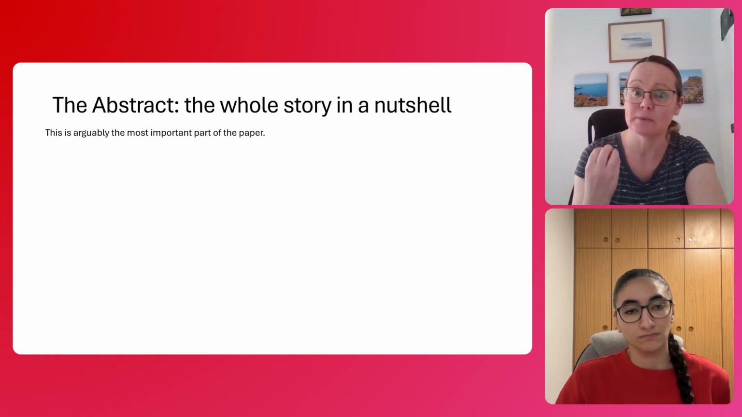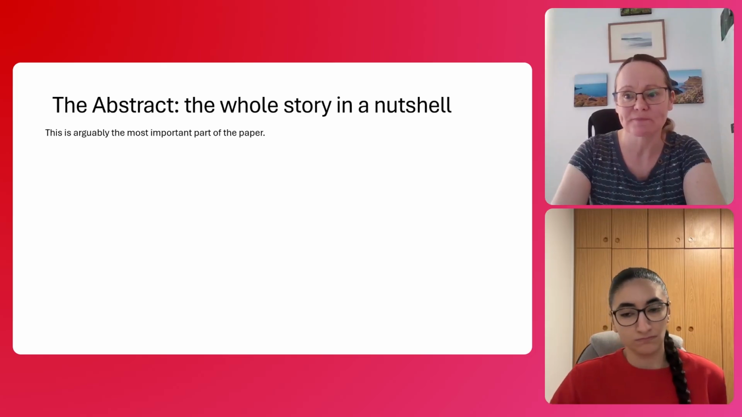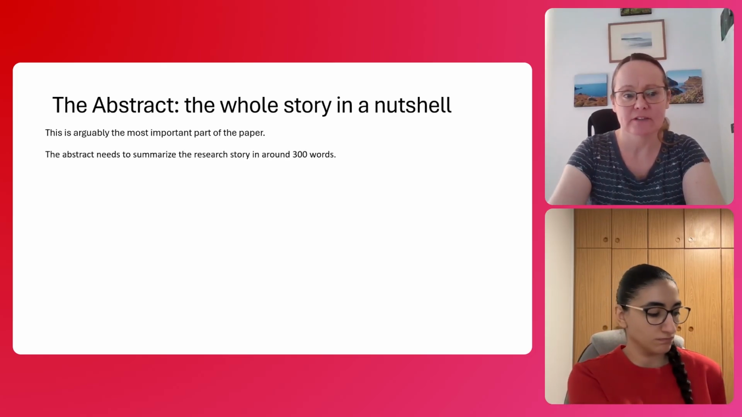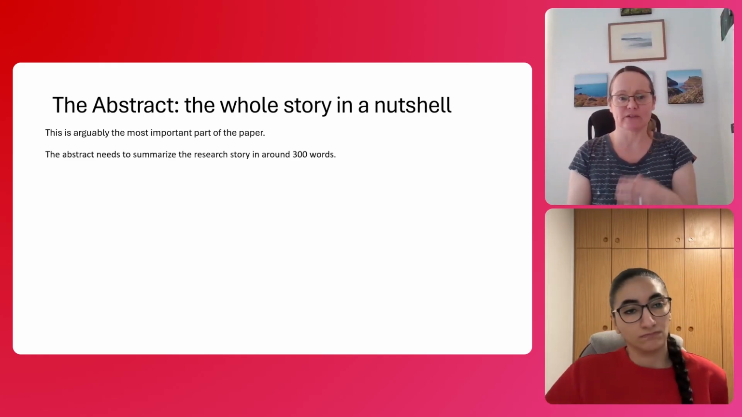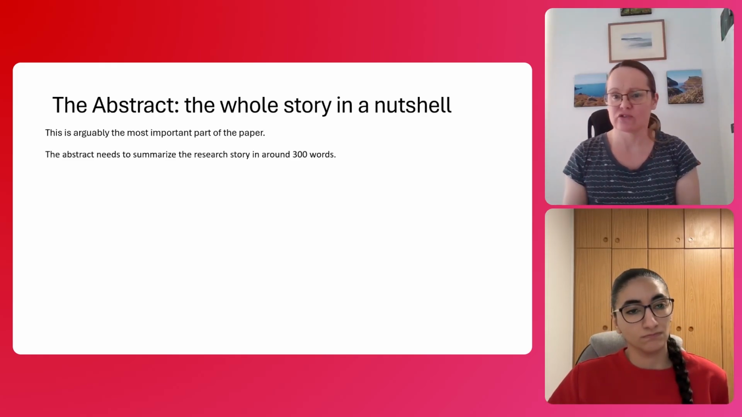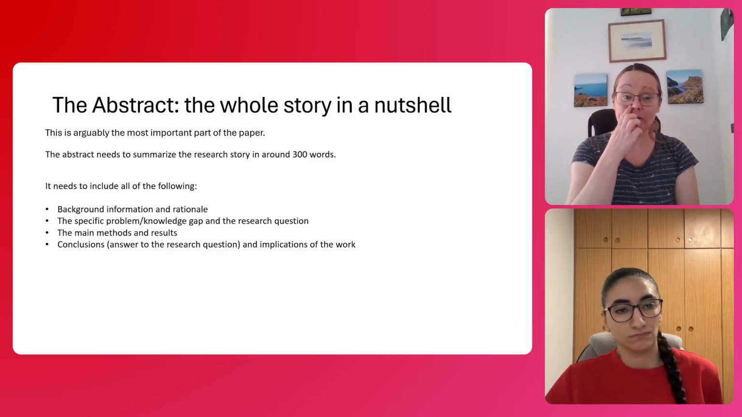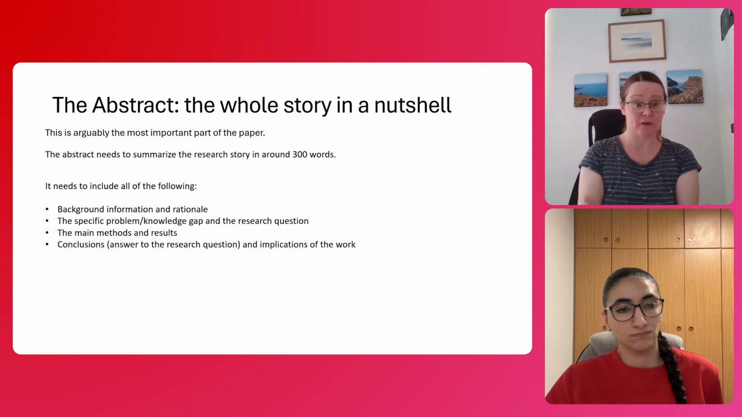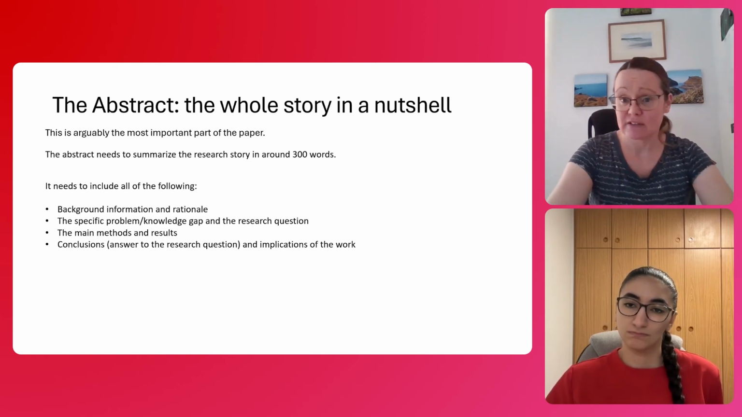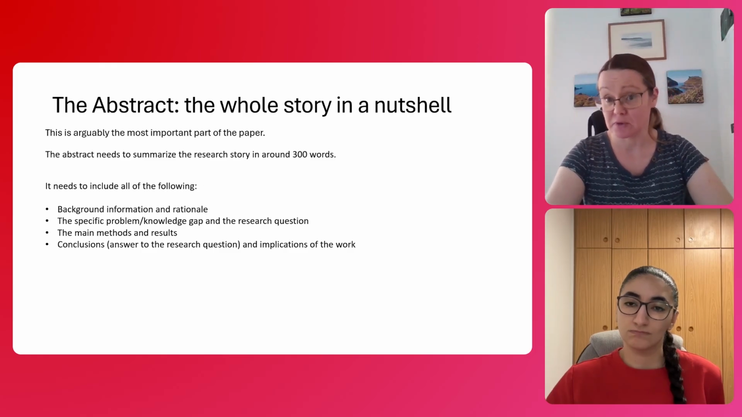So we need to put effort into this. We need to make sure that it's effective, that it's good. There's often quite a strict word count on the abstract. I was looking at typically 300 words in a range from about 250 to 400. And in these 300 or so words, we have to include all of the following. We need to give the essential background information and the rationale. Why is this study important?